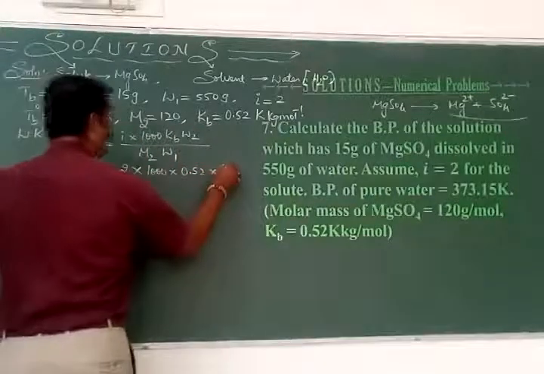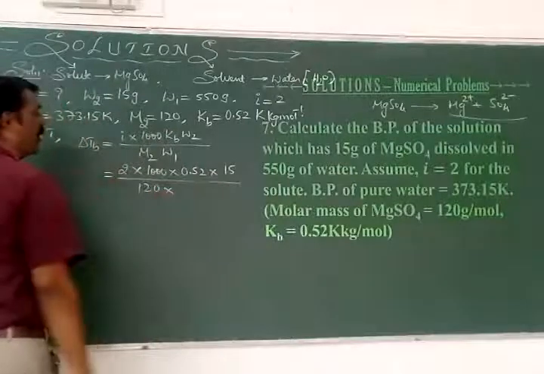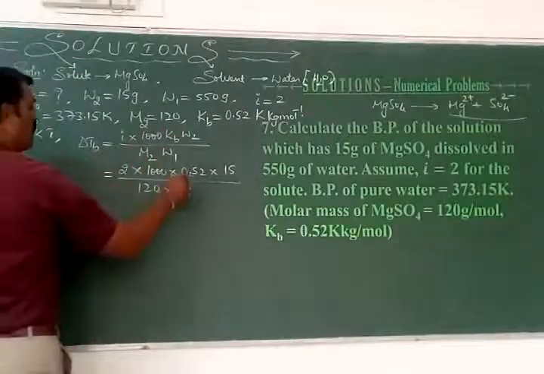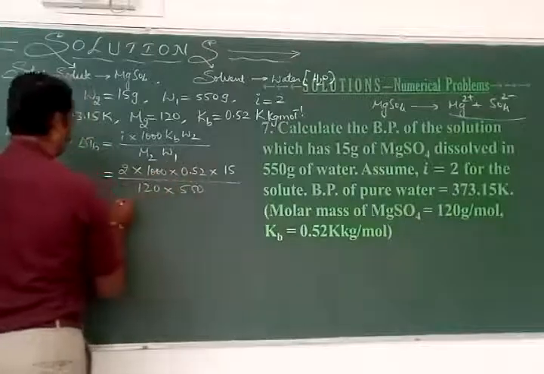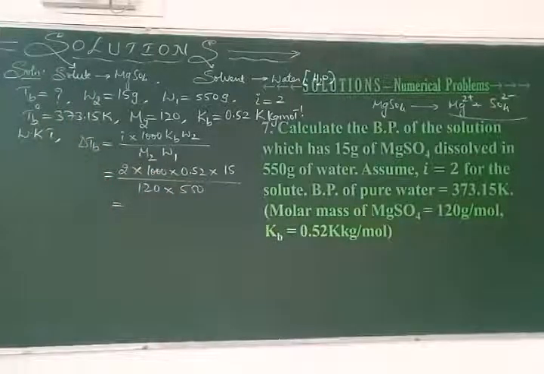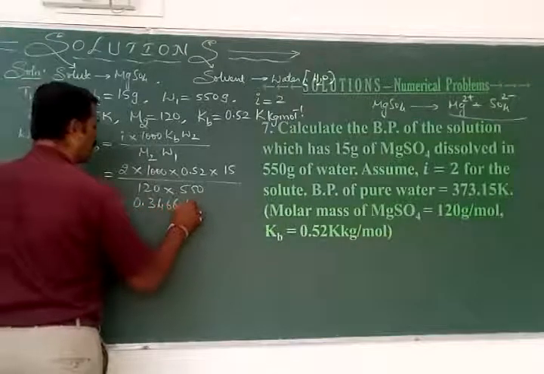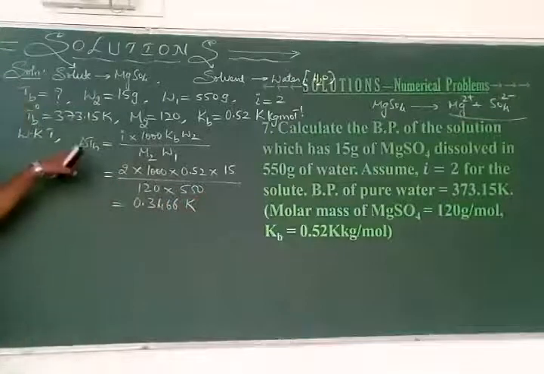15 grams, so divided by molecular mass is found to be 120 into W1, which is how much? 550. If I simplify that, delta TB is found to be 0.3466 in terms of Kelvin. Okay, that is the elevation of boiling point.